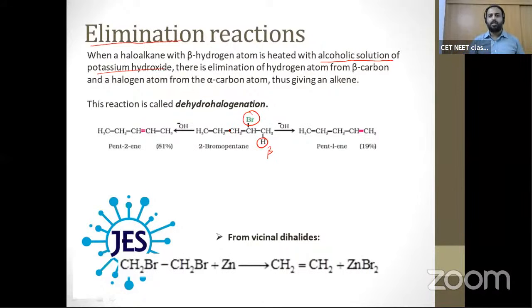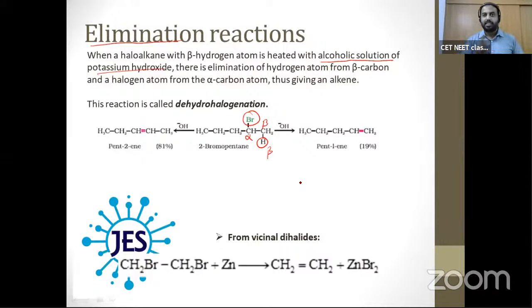Now, what is beta hydrogen? The carbon to which halogen is attached is alpha carbon, and the carbon next to it is beta carbon, and all hydrogens attached to it are beta hydrogens. This results in alkene formation. But here you should pay attention to one very important thing.